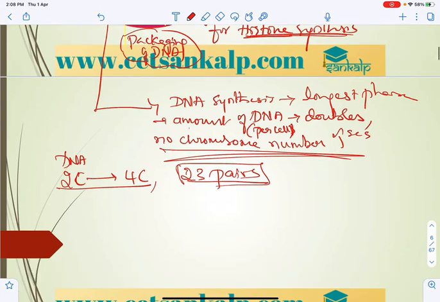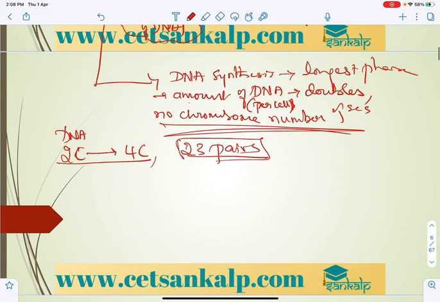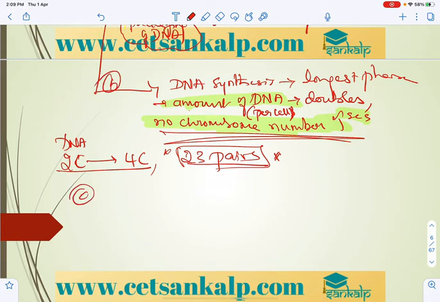So next we can take the G2 phase. In S phase, we know that the number of chromosomes won't change. There is no change in chromosome number, but there is a change in the amount of DNA. So next is the third phase, G2 phase. So in gap 2 phase, what happens?